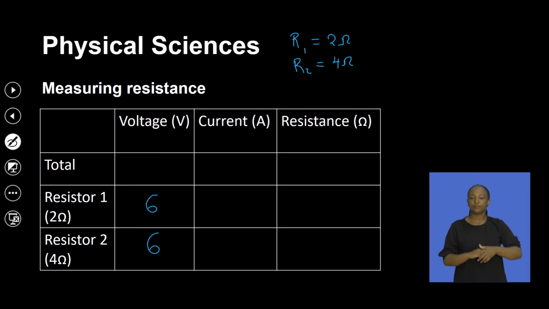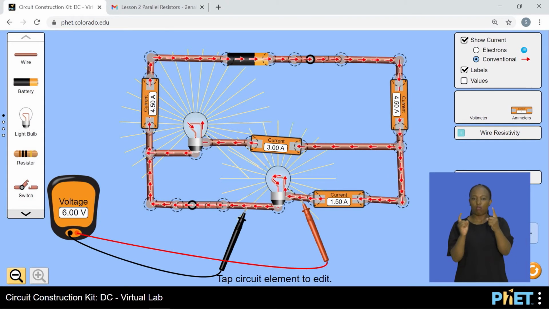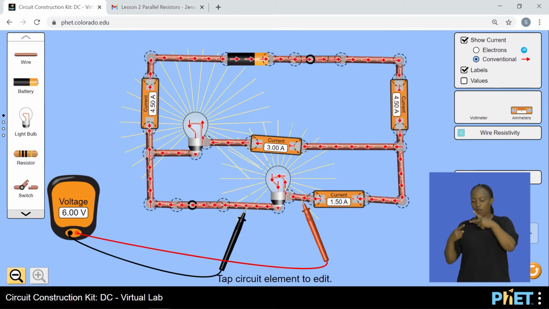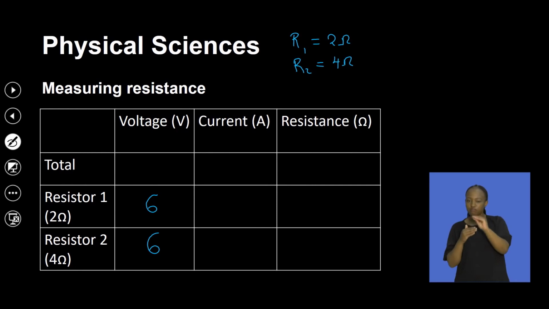Now let's measure the current that goes through R1 and the current that goes through R2. We have already connected ammeters for each one of those. So the current that goes through the first 2 ohm resistor is 3 amperes, and the one for R2, which is the second light bulb, is half that current, which is 1.5. So R1 is 3 amperes, and the other one is 1.5 amperes.